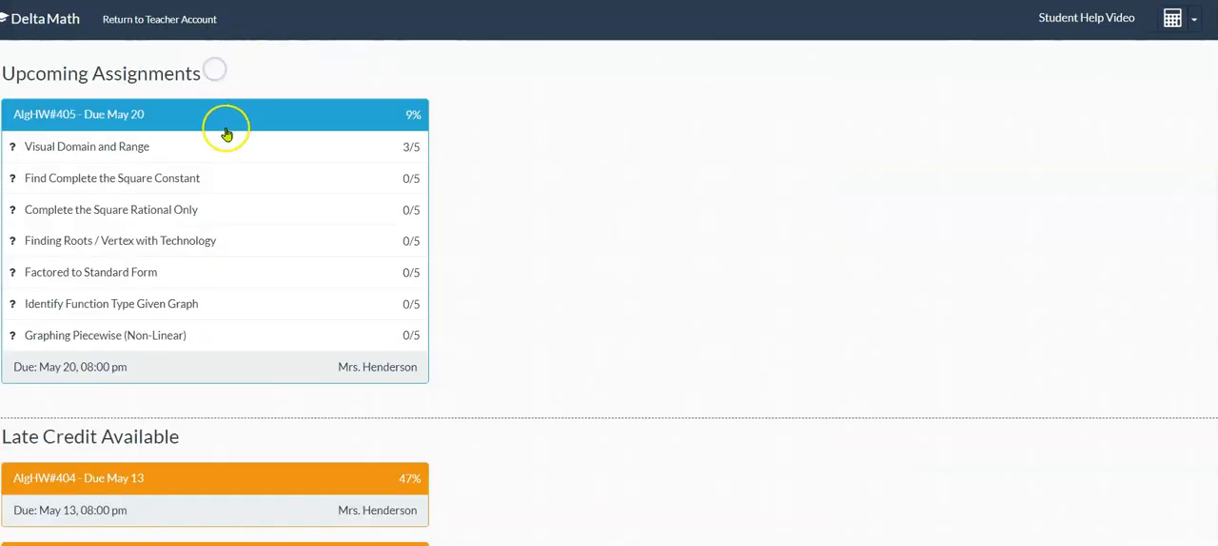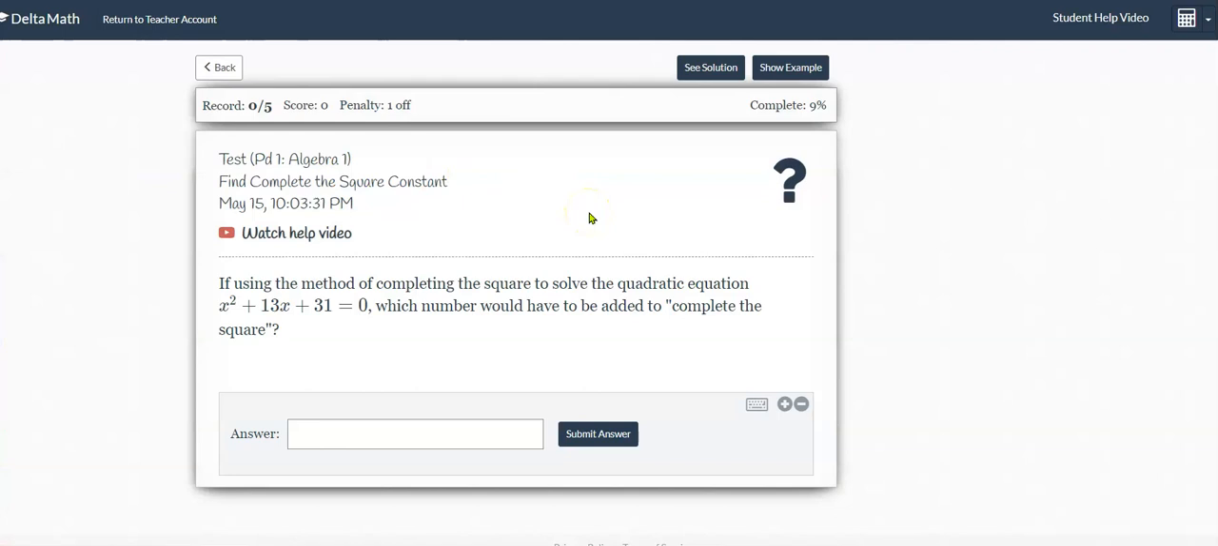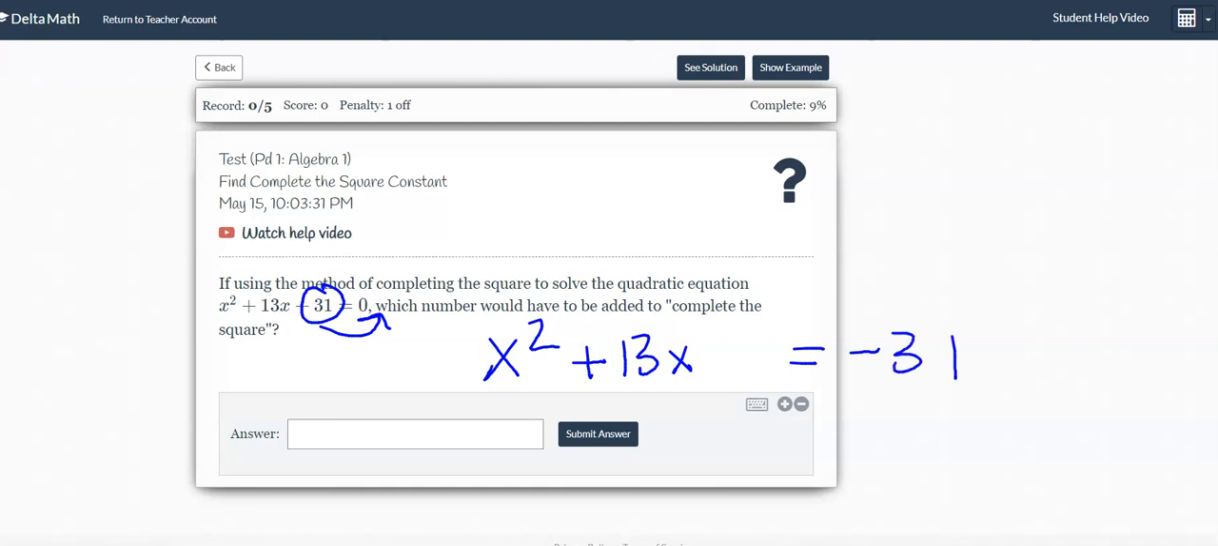Alright, let's take a look at the next task. Complete the square constant. So in order to complete the square, you have to move your c value to the right-hand side, giving us x squared plus 13x equals -31. Now we don't have to solve it, it's just asking us what number would be added here.